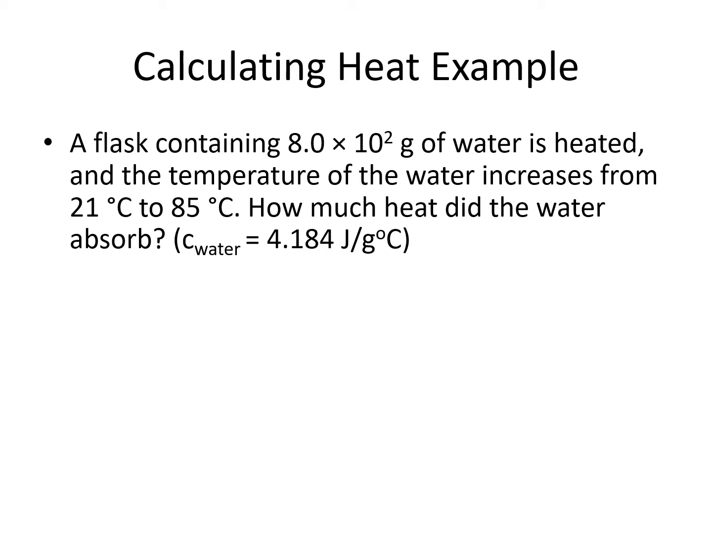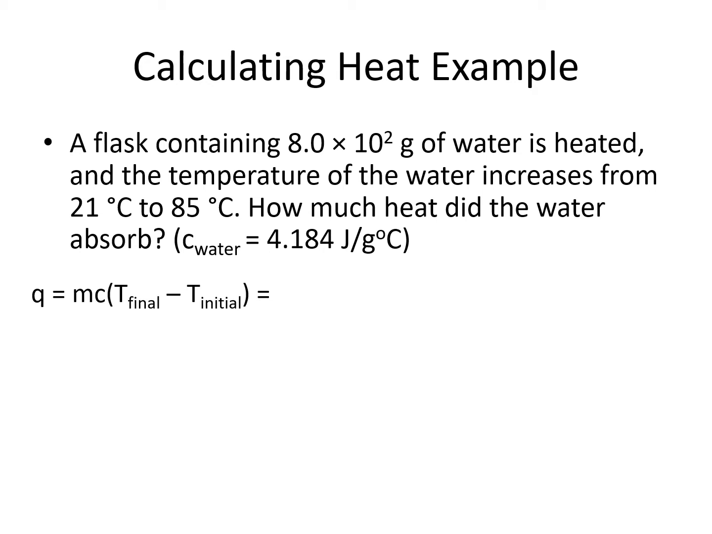So here's an example where we're trying to calculate how much heat is absorbed or released. So we have a flask containing 8 times 10 to the 2 grams of water, and it's heated, so the temperature is increasing. It goes from 21 degrees Celsius to 85 degrees Celsius. So we have our initial temperature of 21 and our final temperature of 85. And it's asking how much heat the water absorbed. We're going to use the specific heat of water, specifically liquid water, which is 4.184 joules per gram Celsius.